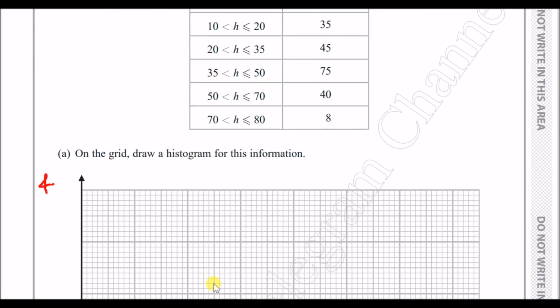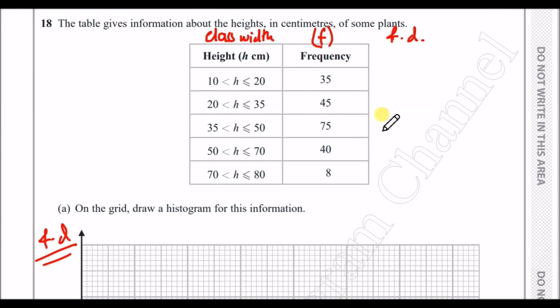So let's write here, frequency density. Now to work out the frequency density, you've got to think of it as a rectangle. So let's just draw an example shape here, right? If you've got a rectangle here, we know that this is the class width and this is the frequency density. The area is the frequency. So for the first one, for example, 10 to 20, that has a width of 10.